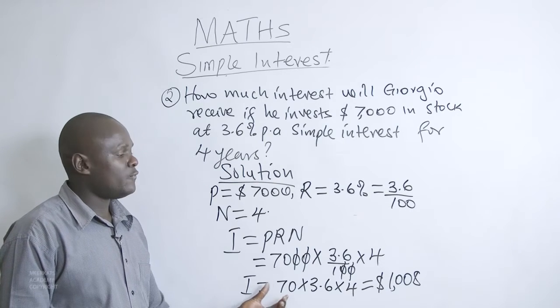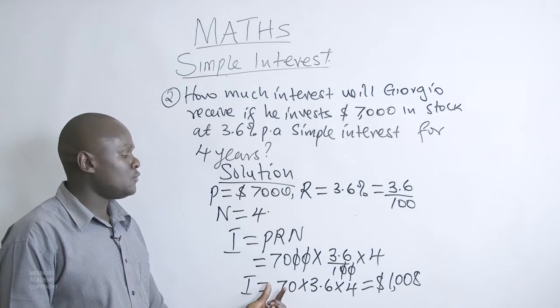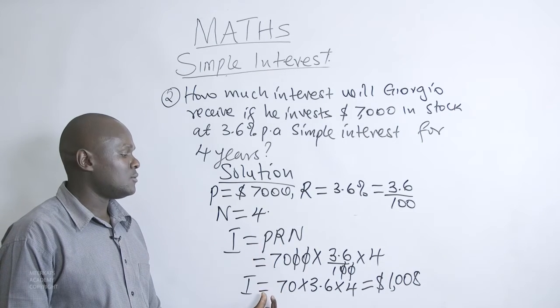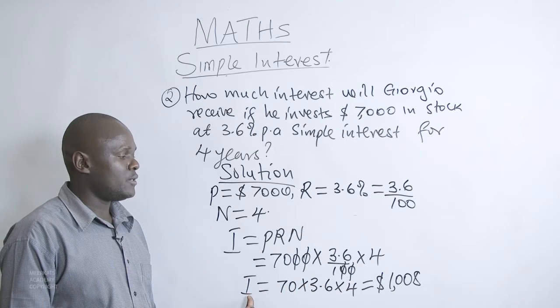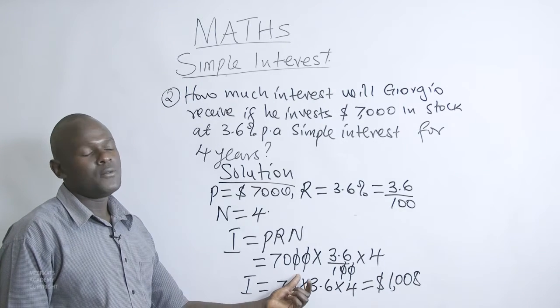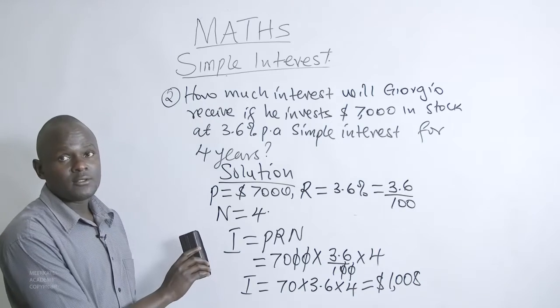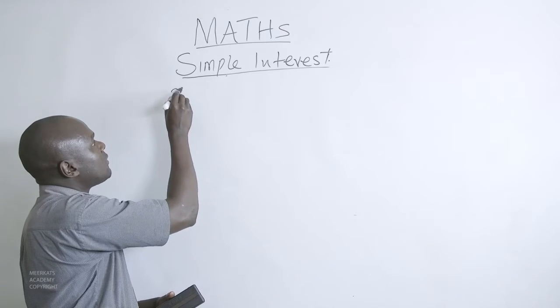I'm calling them variables because all of them tend to vary. If you change one of the variables, you'll discover that you will get a different figure as either the interest, the principal, the rate, or even the duration. Let us move on and look at another example.